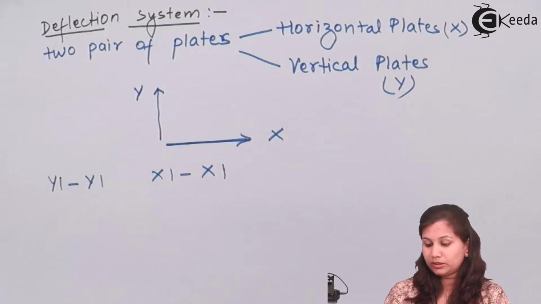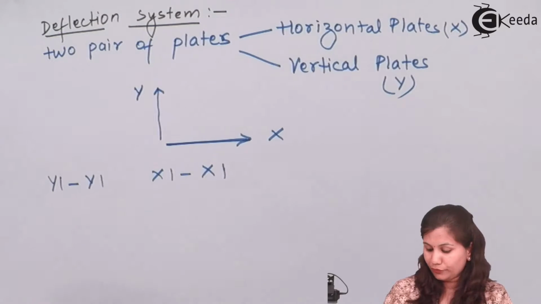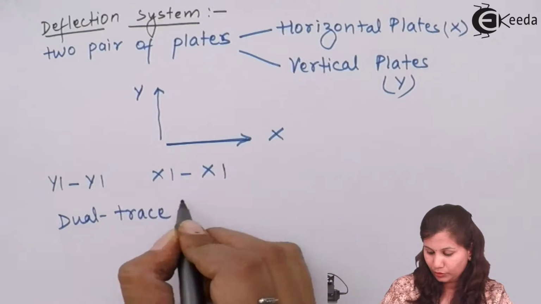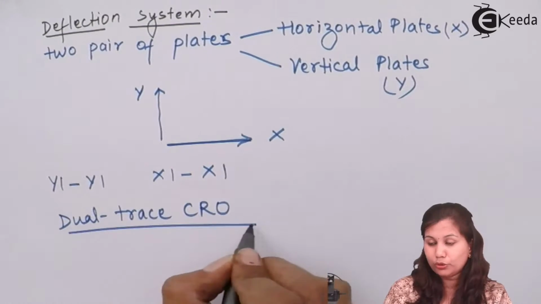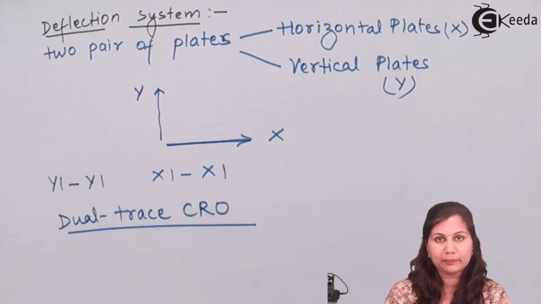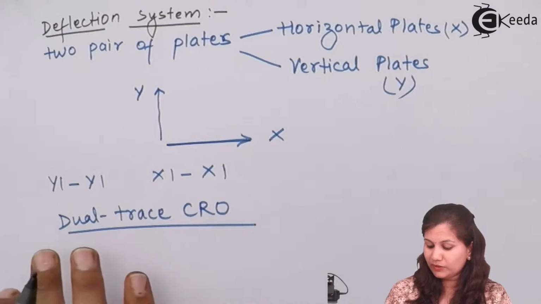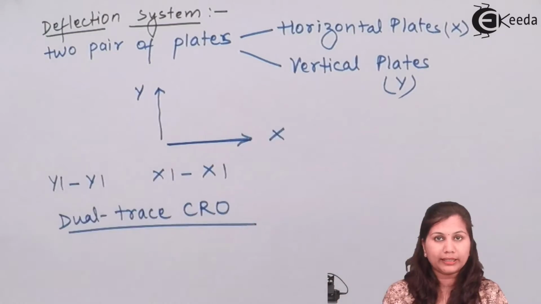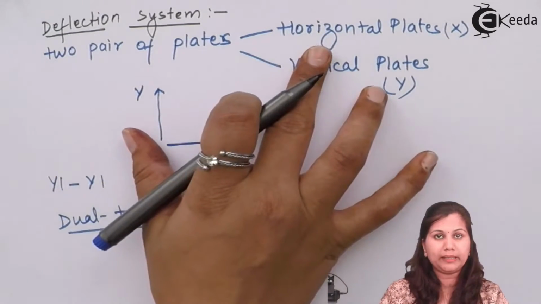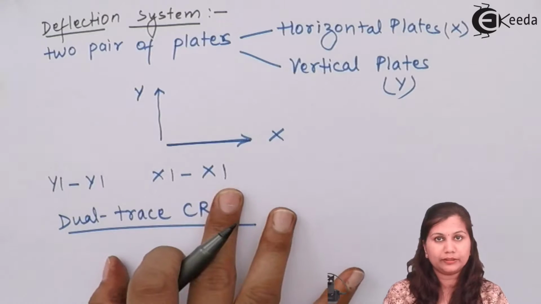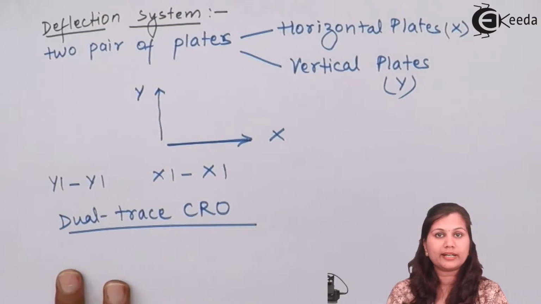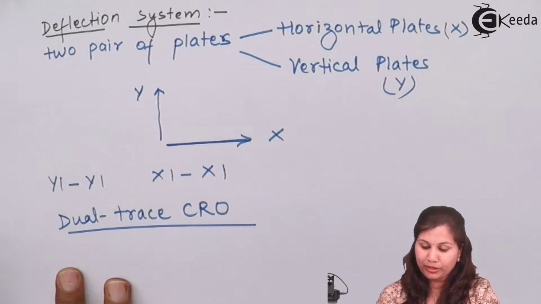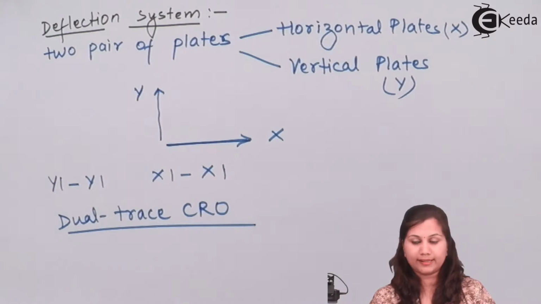Now there is a type of CRO which is known as the dual trace CRO. In the dual trace CRO, two signals are plotted with respect to time. In that case, we will have two Y plates, that is two vertical plates, and one horizontal plate, that is X1, X1. So through this dual trace CRO, two signals will be plotted with respect to time. So that is the deflection system.